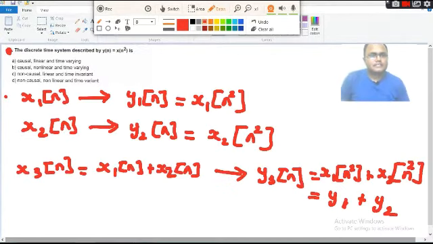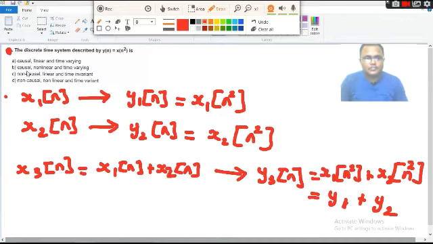The question is: the discrete time system is described by y of n is equal to x of n square. Now we need to find whether this system is a linear system, whether it is a causal system, and whether it is time varying or time invariant. The first property is linearity. We will check whether this system is linear or non-linear.